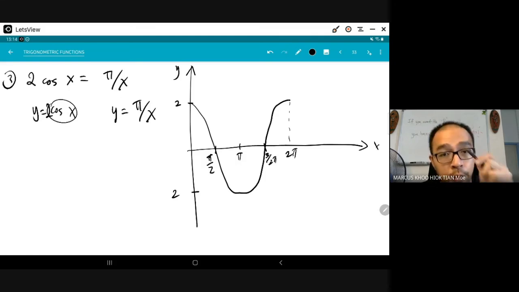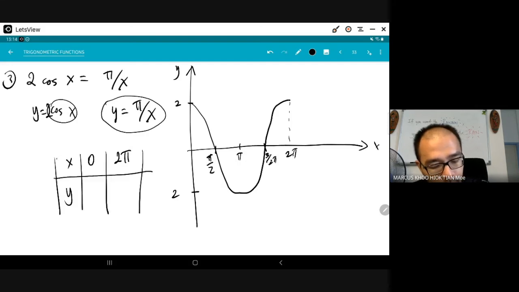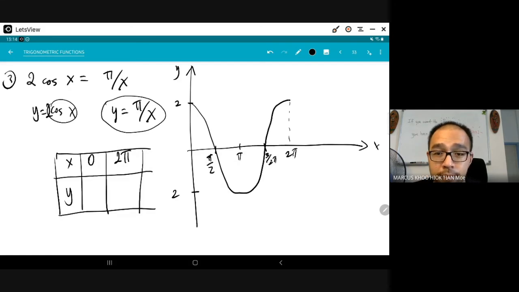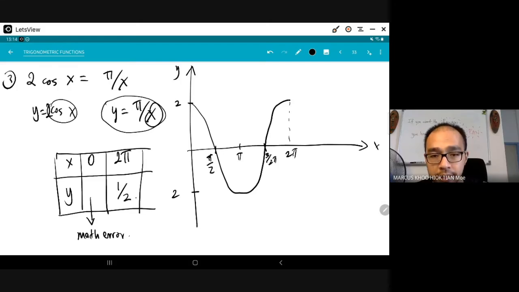Okay, now my big problem is this one, because if I use the original one that we have, which is 0 and 2 pi, can you calculate for me what are the values of y if x equals to 0 and x equals to 2 pi? Yeah, so the 0 is a problem. You will get a math error, sebab kamu tidak boleh bahagi dengan kosong. You cannot divide by 0. But the 2 pi is easily found lah. Kalau 2 pi berapa? 1/2. Okay, you will get 1 over 2 pi, which is 1/2.